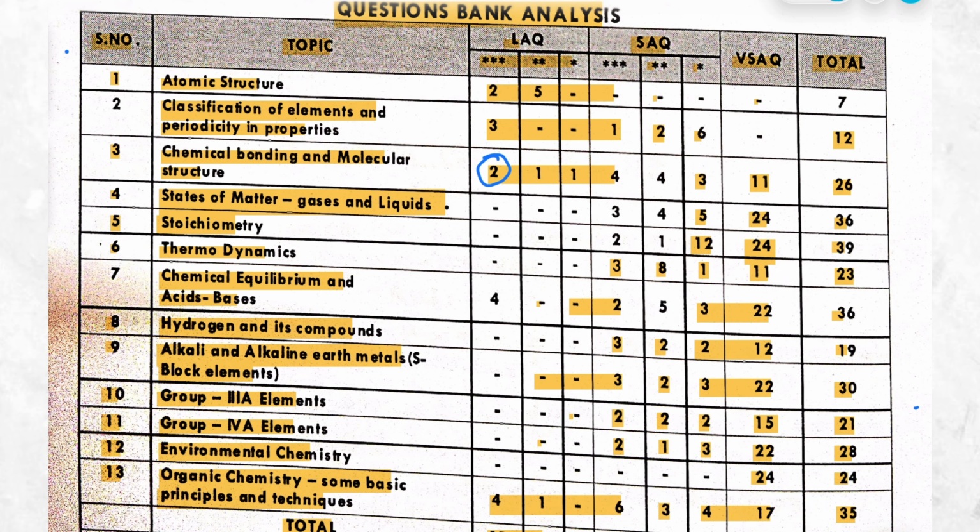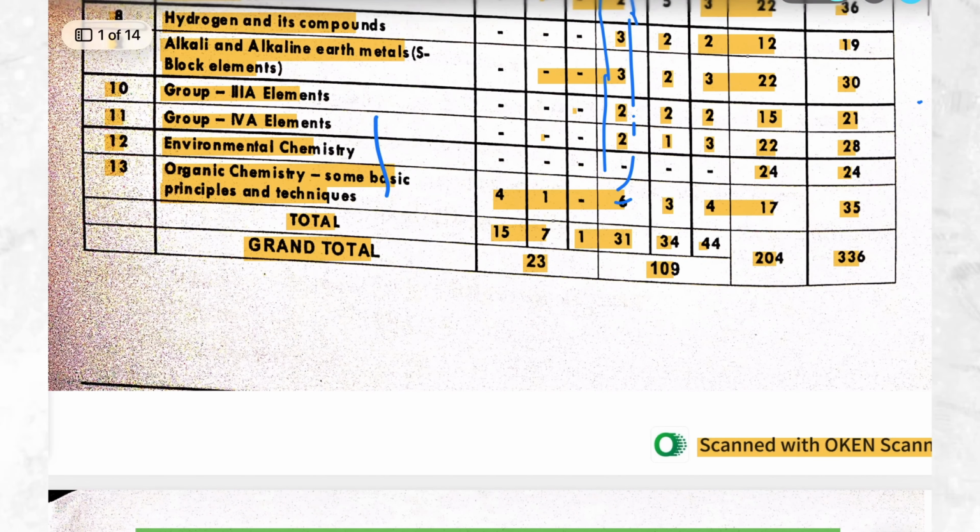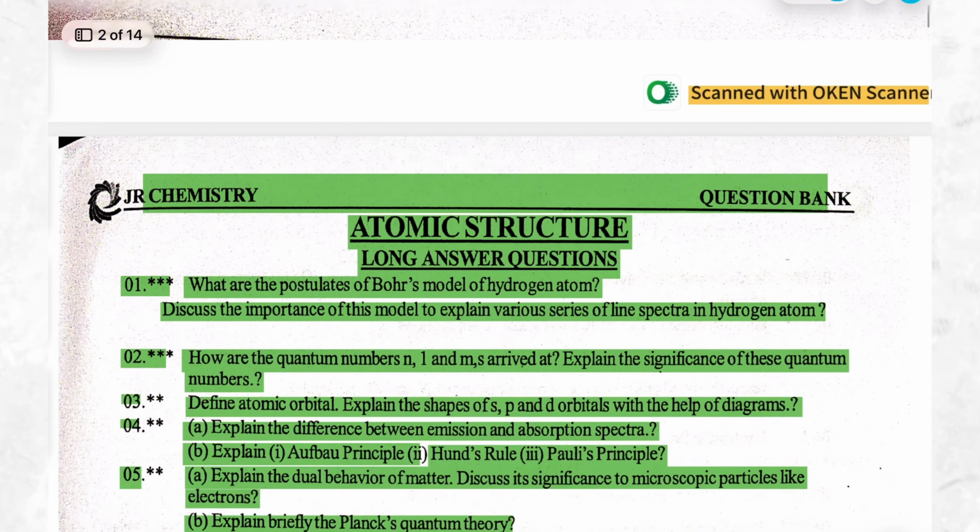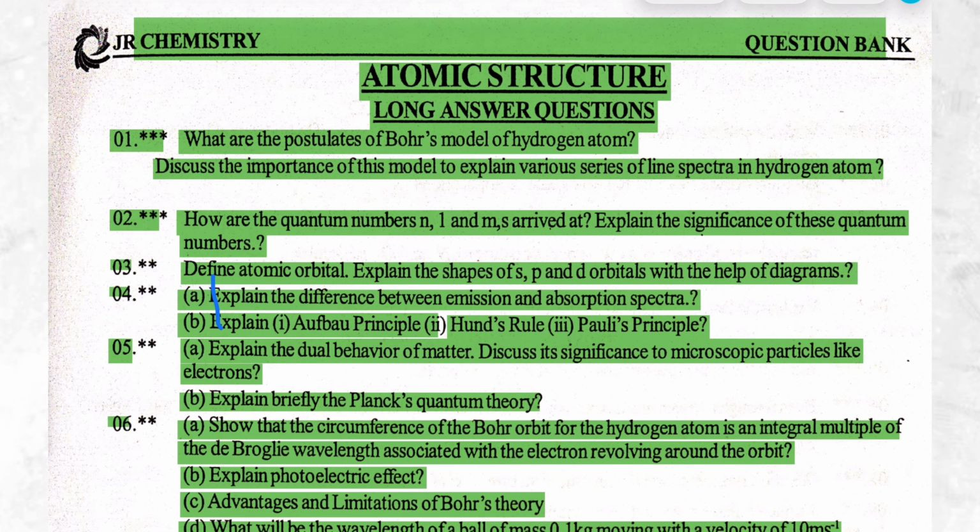So for the remaining topics, we'll discuss all the SAQs, whatever SAQs they are going to ask you, one by one. I will show you the questions. Go here. See, one by one we'll discuss, all of you, from the atomic structure. How many questions are there?